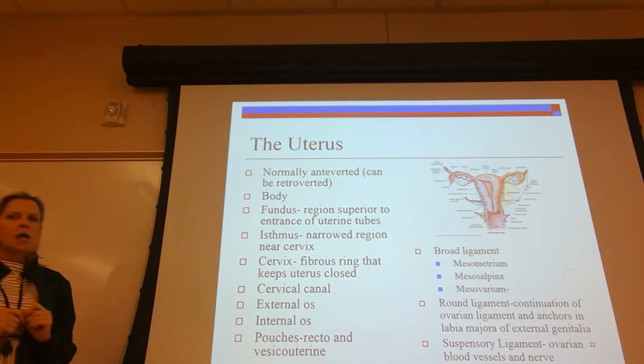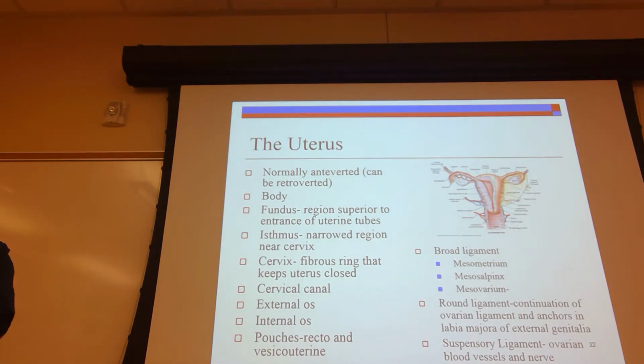Pouches. When the uterus flops forward like this, there's something called the broad ligament. And the broad ligament, can I use you as a demonstration? Stand over here. I won't record you. Pretend you're a uterus. There you go.